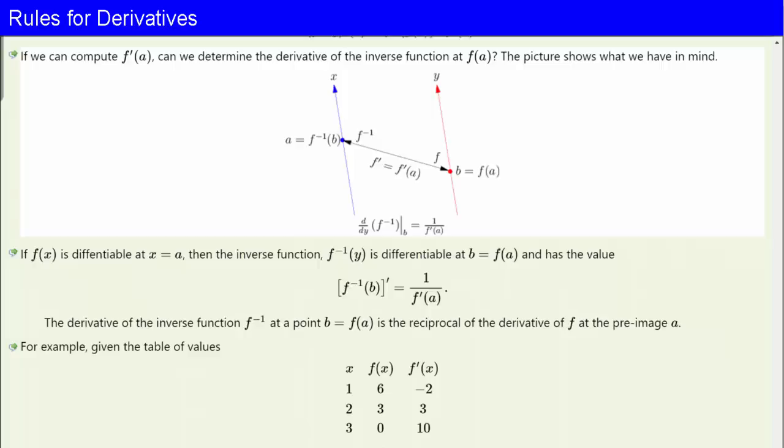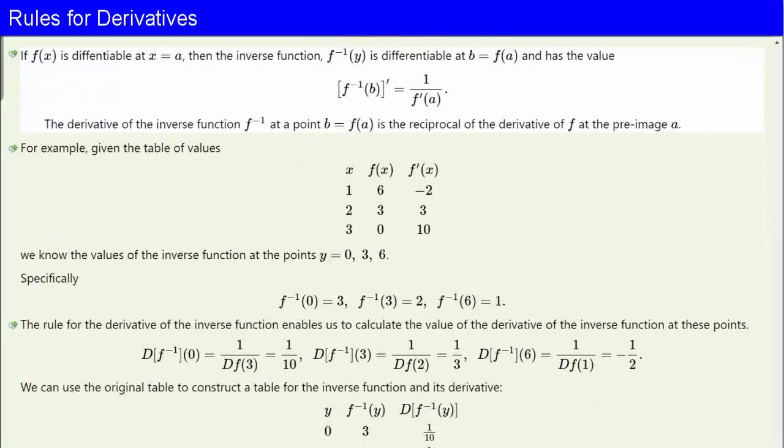We are not going to prove that the inverse function is automatically differentiable at the point b equals f of a when f is differentiable at a, since this would be a major digression. We will just accept this result for now.